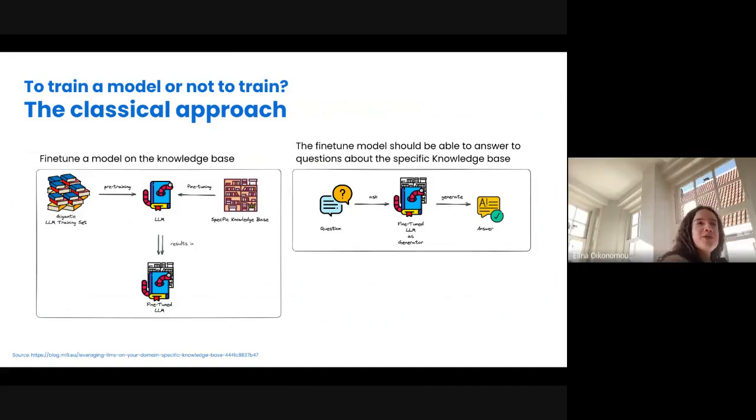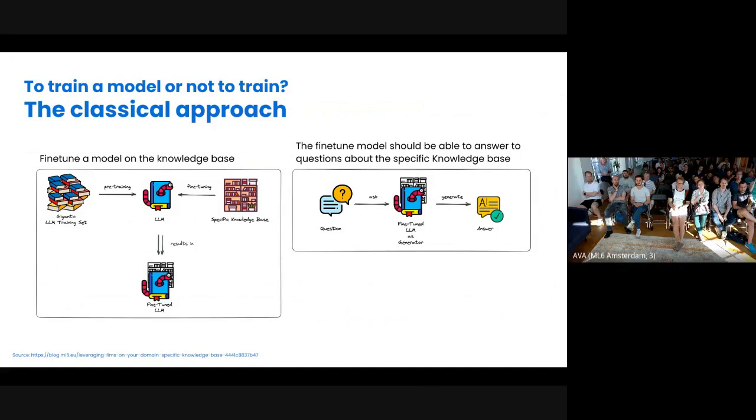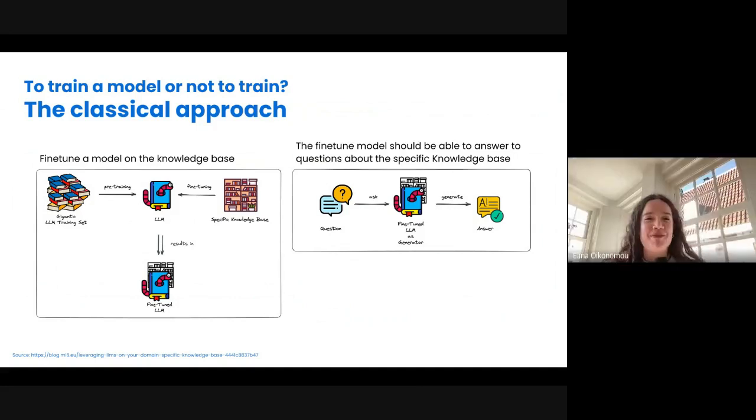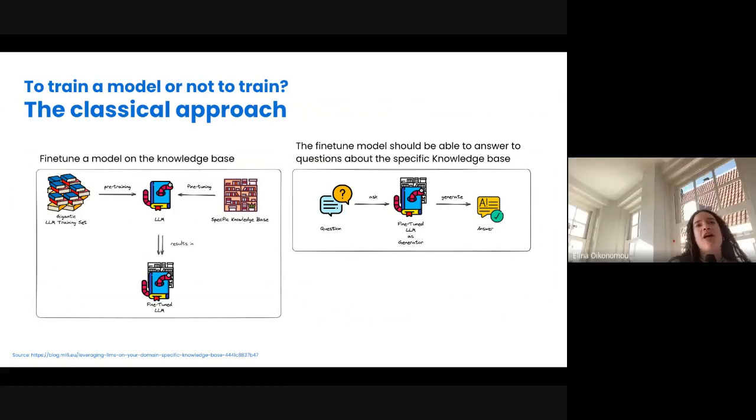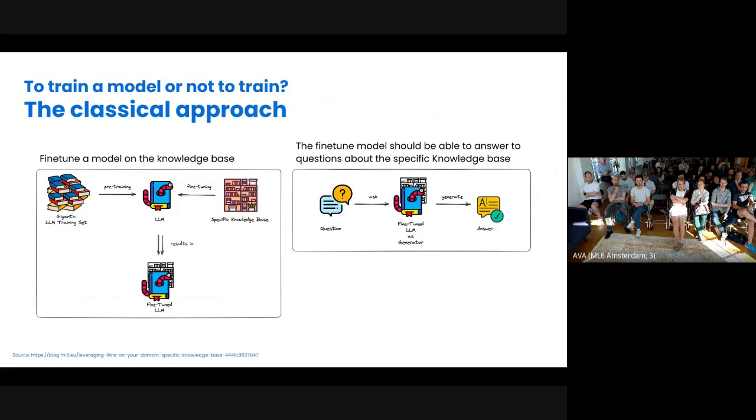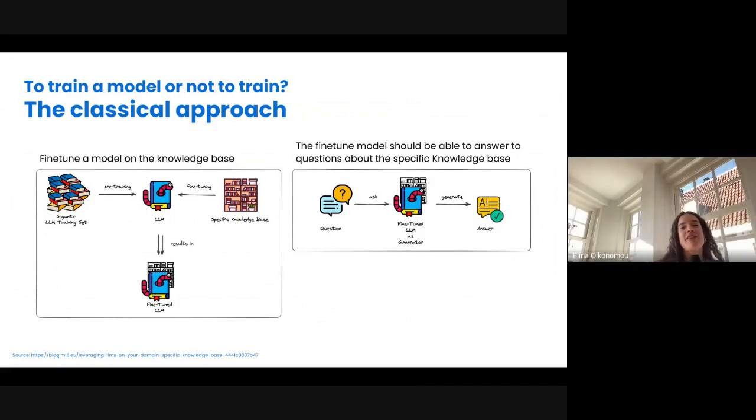All right, I borrowed this really nice graph from a blog post from ML6 to explain our approach. So the question that we had in the beginning was, okay, do we use all this data that we have to train a model? And that's basically the classical approach.